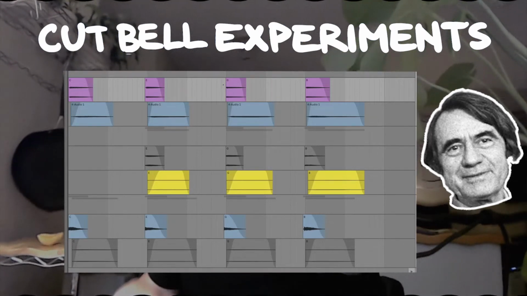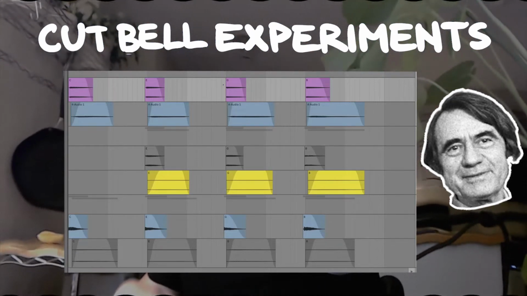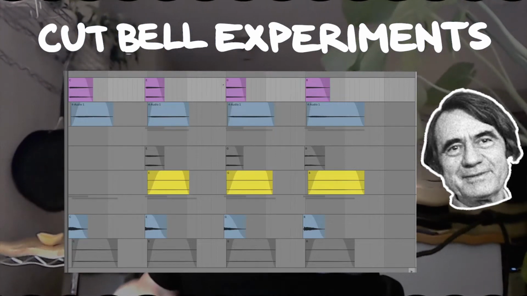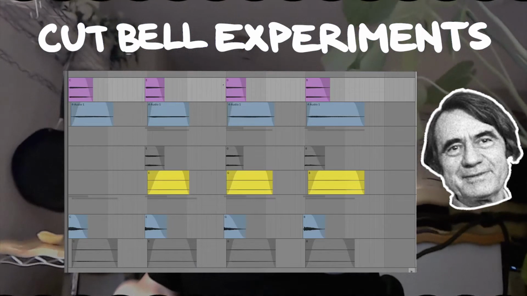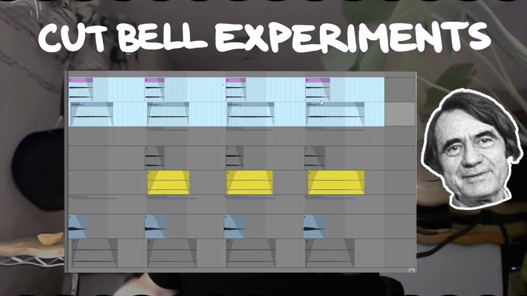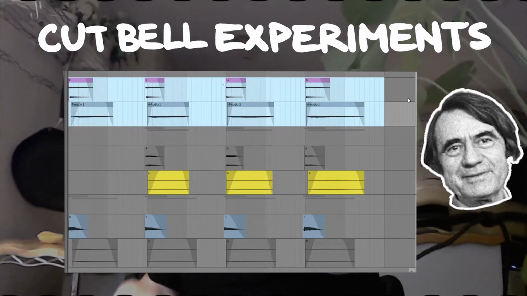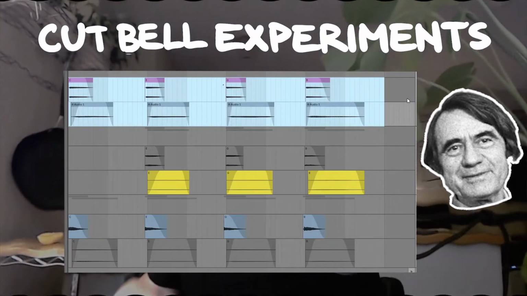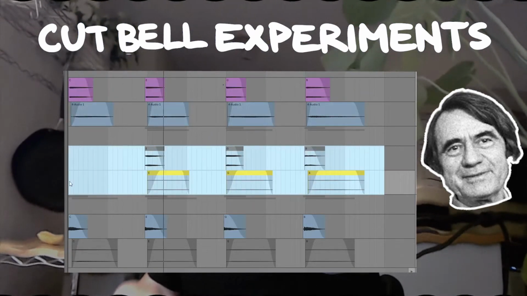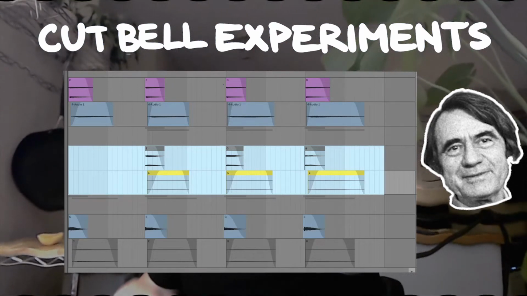I've recreated his experiments using modern software. Each of these sets has an attack from one instrument and a sustain from another. You guys try to guess what instruments the attack and the sustain are originally from. Here we go. Here's the first set. Here's the second set. Here's the third set.